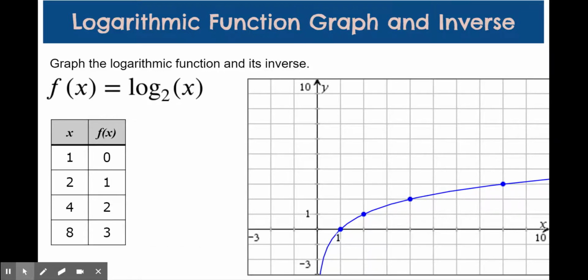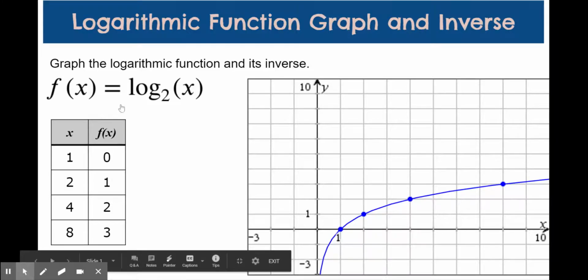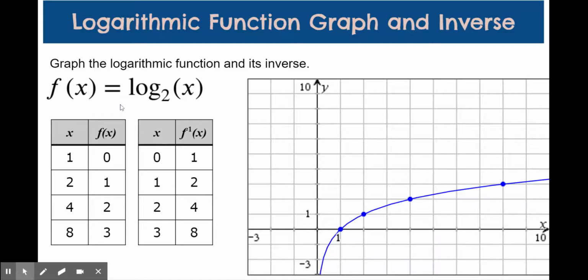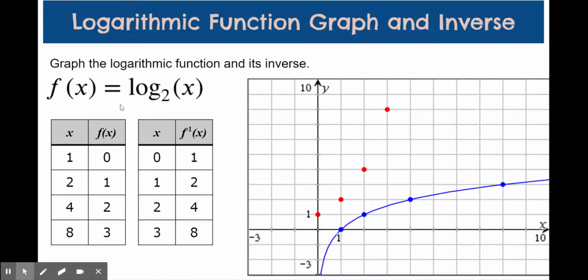Now to get the table for the inverse function, we're going to take the x values and the function values and switch them. Because for the inverse function, your x's and y's switch places. So I'm going to make a table for my inverse function. And I just reversed the x and y values. So now we can plot those points. So I've got (0, 1), (1, 2), (2, 4), and (3, 8).